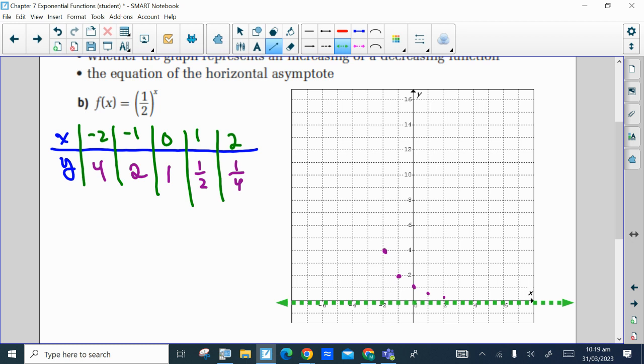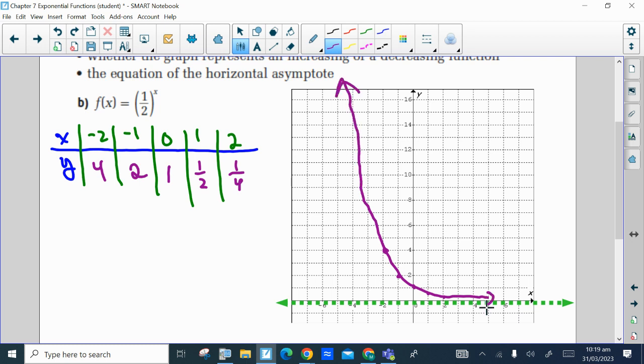When x is 3, y will be 1/8. When x is 4, y will be 1/16. When x is 5, y will be 1/32. So they're getting smaller and smaller. They're approaching a value of 0, but they'll never get there. They'll always remain positive, which is why the x-axis is an asymptote. Right, so this graph will go through those points and head upwards. We'll go through the points -3, 8 and -4, 16, so it'll look something like that. And obviously it's a smooth curve.